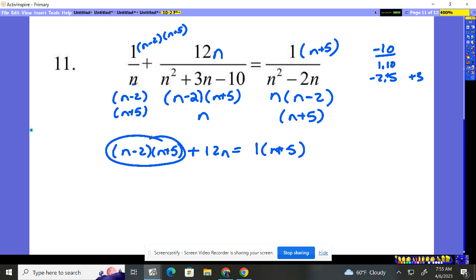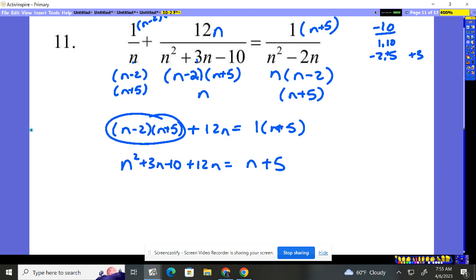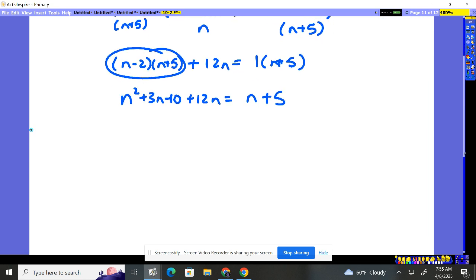Well, let's go ahead and multiply this. We already know that's just this n squared plus 3n minus 10 plus 12n has to equal 1 distributed through, which just gives you back the n plus 5. So all we got to do now is just solve for n, and we will be set. But we have an n squared in here. This is going to be interesting. Let's see what happens. I'm going to end up moving everything over to the left to get this set equal to 0. To do that, I'm going to have to subtract an n and subtract a 5.